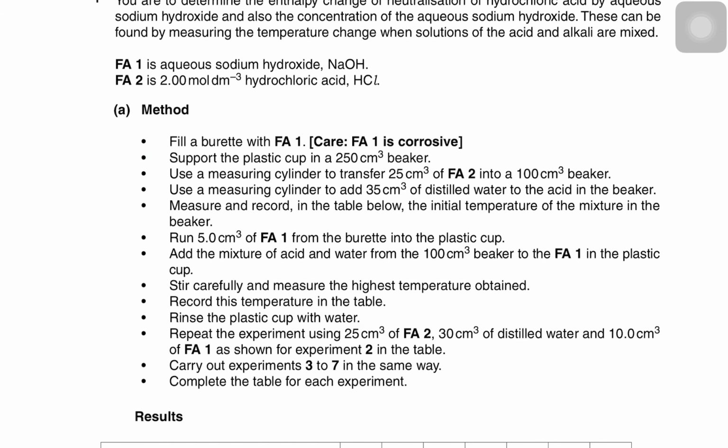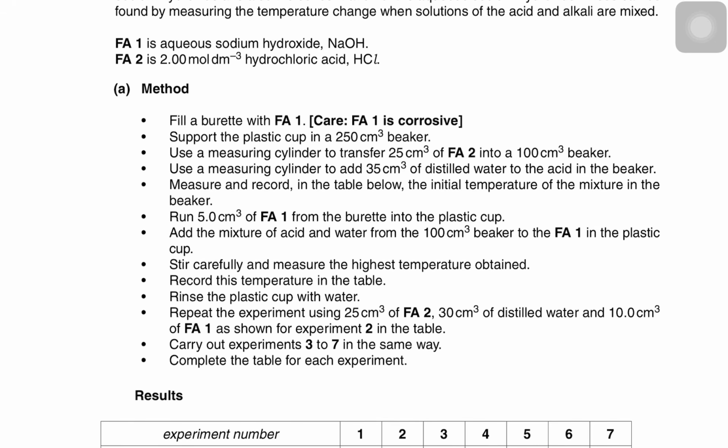So now let's continue this past paper question. It says you are to determine the enthalpy change of neutralization of hydrochloric acid by aqueous sodium hydroxide and also the concentration of aqueous sodium hydroxide. So long story short, we have FA1, which is sodium hydroxide, and FA2, which is 2.00 mol/dm³ hydrochloric acid. I'm saying this 2.00 again and again so that you get into the habit of writing proper concentrations. So let me write that the concentration of sodium hydroxide is unknown. Fill a burette with FA1, which is the alkali.